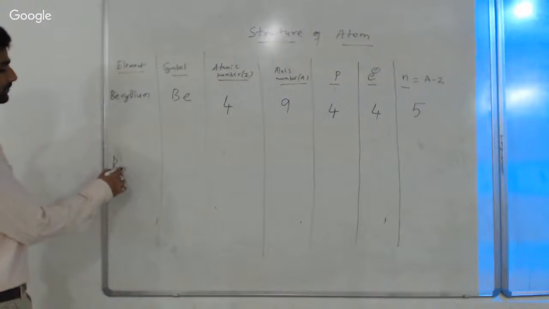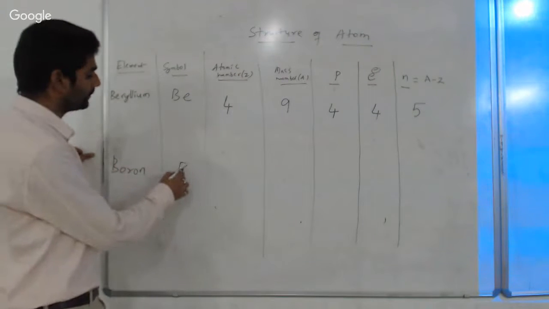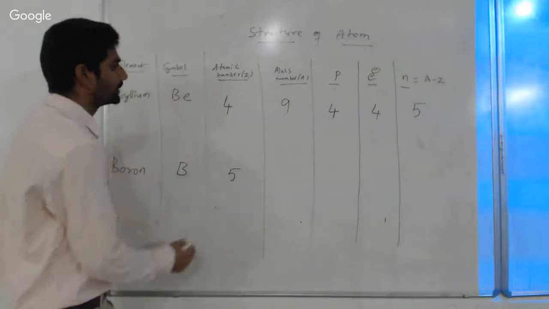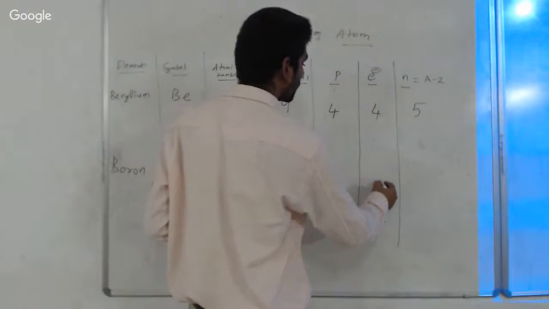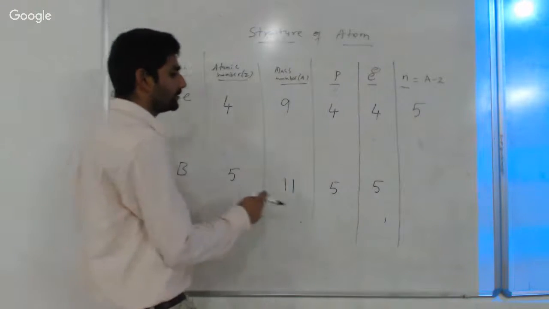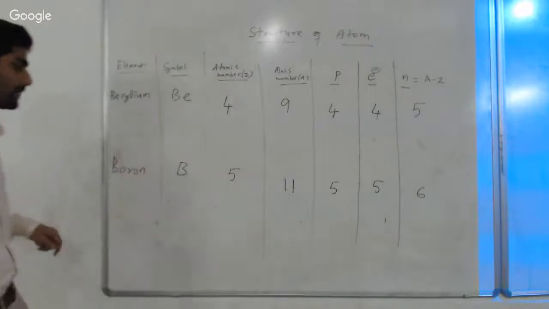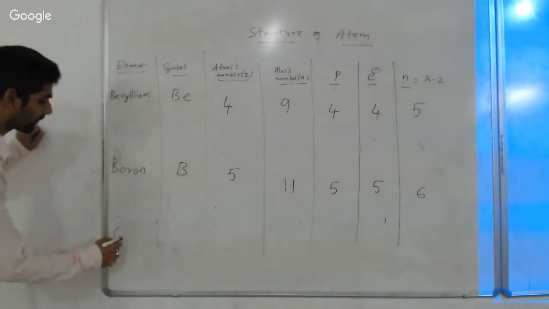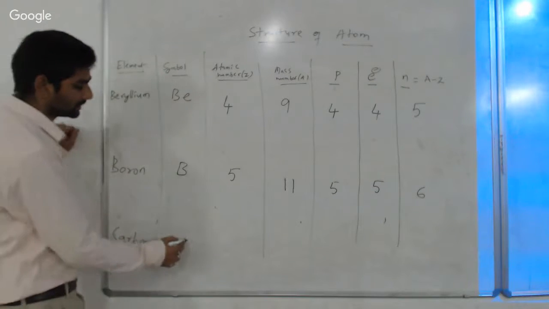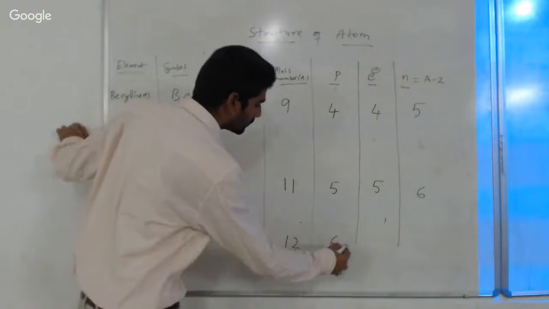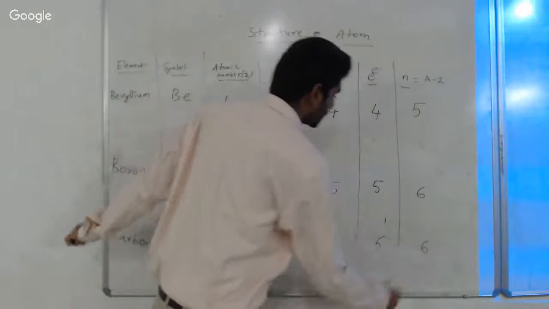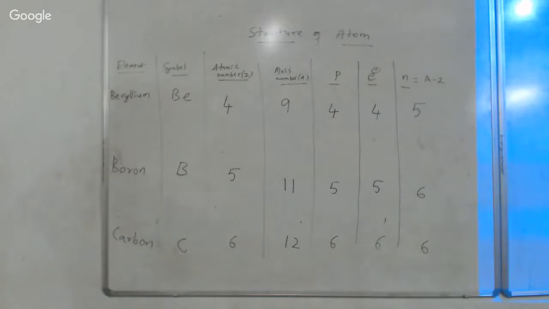Boron. Symbol is B. Atomic number 5, mass number 11. Atomic number is 5, so number of protons 5, number of electrons 5. Number of neutrons: 11 minus 5, you get 6. Next, carbon. Symbol C. Atomic number 6, mass number 12, 6 protons, 6 electrons, 6 neutrons. Beryllium, boron, carbon.